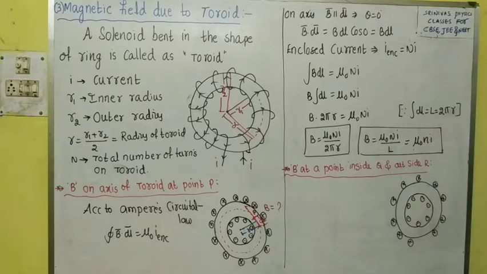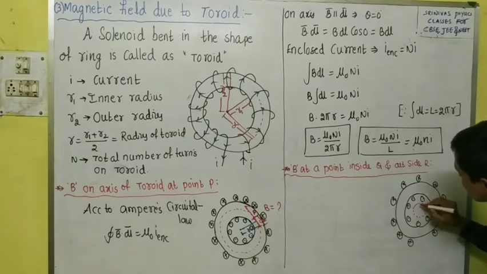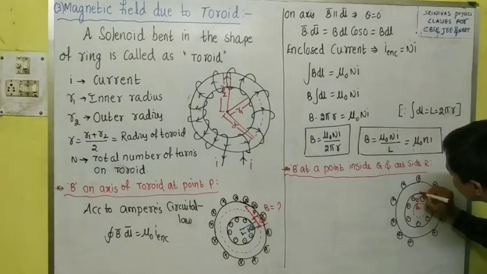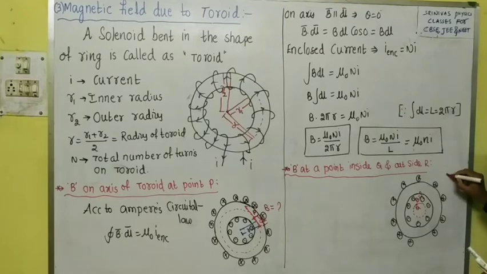This is the toroid. I want to derive the formula for B here. I will take a circle like this. At this point I want to find out the B. This point I will take as Q. At this point I want to find out the B. And one more point I will take here. This is R. At this point also I want to find out the B.